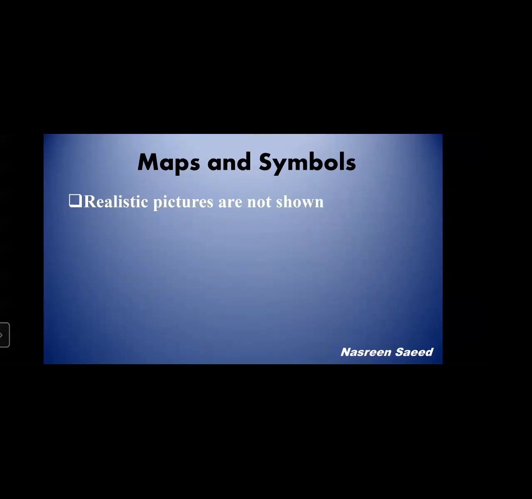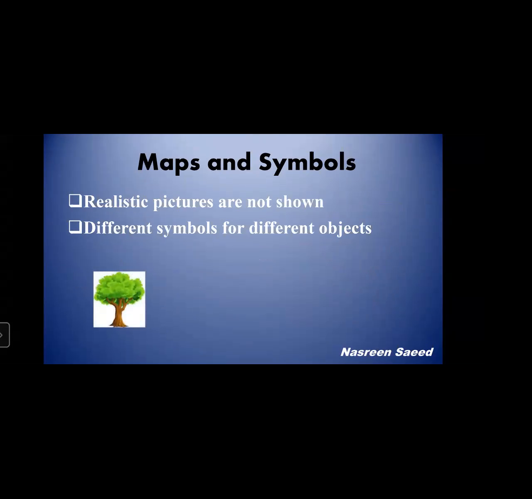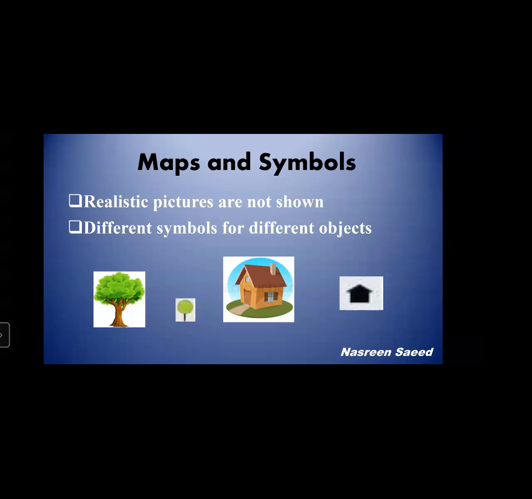Now, in a sketch, realistic pictures are not shown. Original pictures are not shown. Different symbols for different objects are shown. Like if you see an original tree, the picture shown is just a green color circle and a stem. A house is shown by a black color marking of a house.